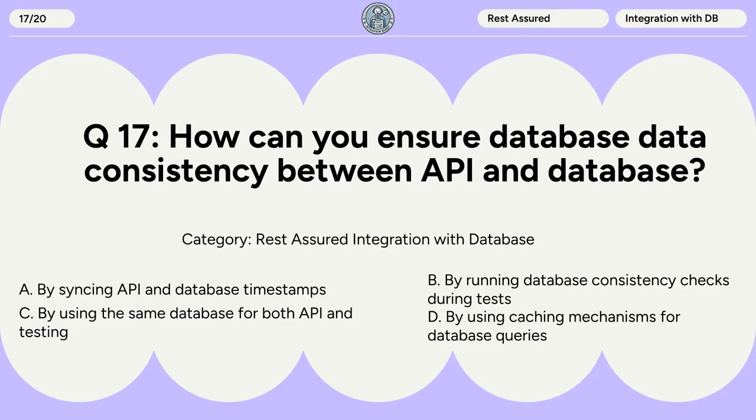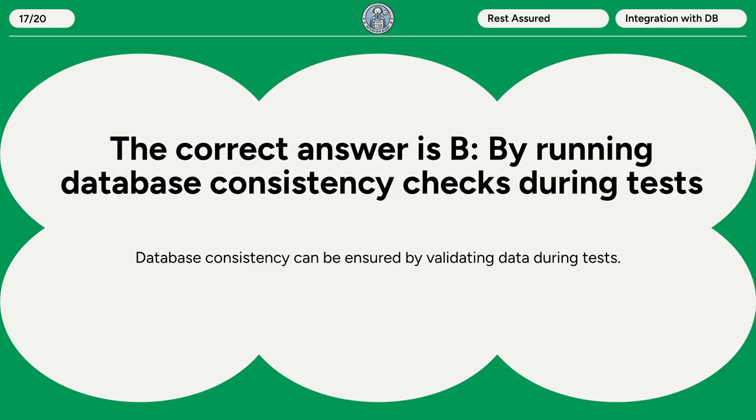Question 17. How can you ensure database data consistency between API and database? A. By syncing API and database timestamps. B. By running database consistency checks during tests. C. By using the same database for both API and testing. D. By using caching mechanisms for database queries. The correct answer is B. By running database consistency checks during tests. Database consistency can be ensured by validating data during tests.